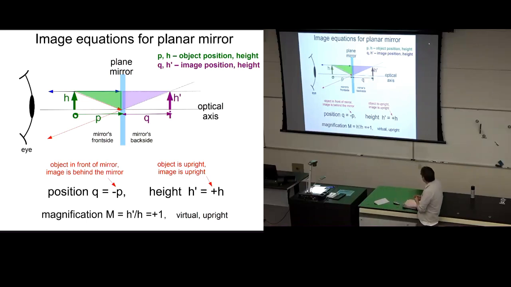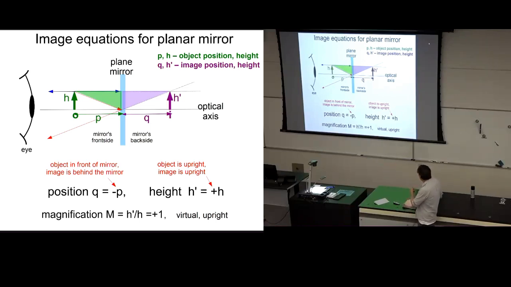Second equation. This equation over here tells us a couple of things. It's going to tell us whether the image is bigger or smaller than the object, so whether it's magnified or minified. It's going to tell us whether the image is upright or inverted. It tells us both those things. For the case of the planar mirror, the height of the image is actually just exactly the same as the height of the object. So it's neither magnified nor minified. It's not shrunk or enlarged. It's exactly the same size. That's a characteristic of a planar mirror.